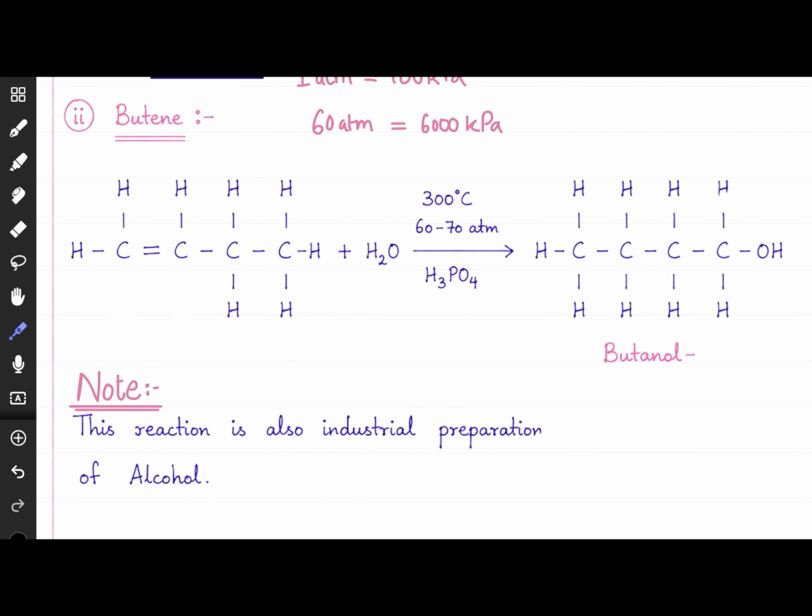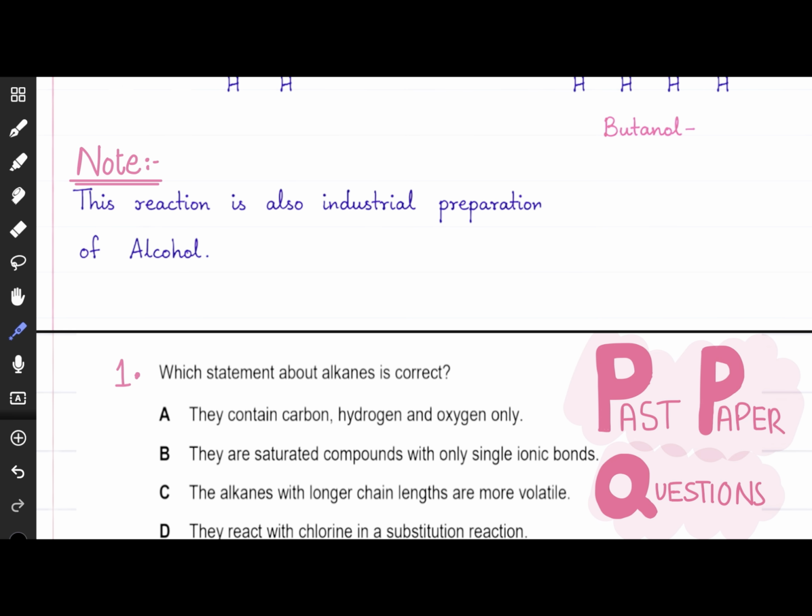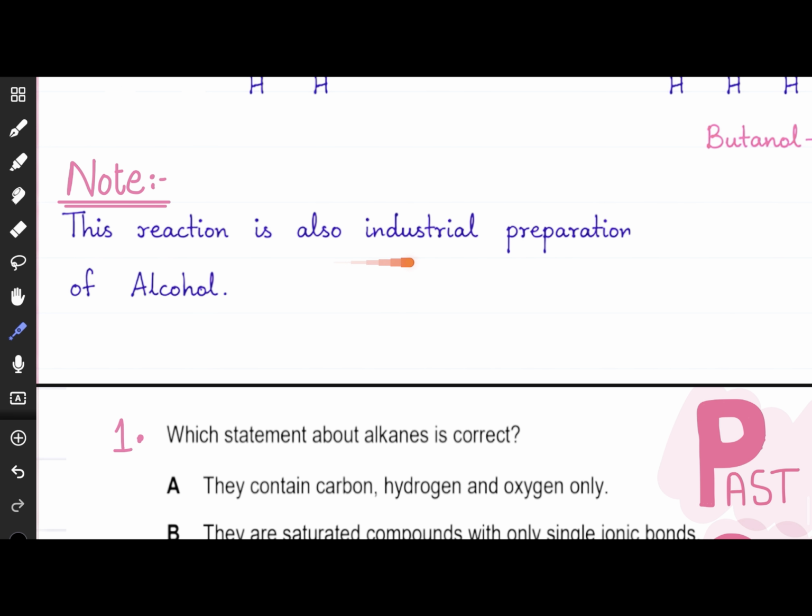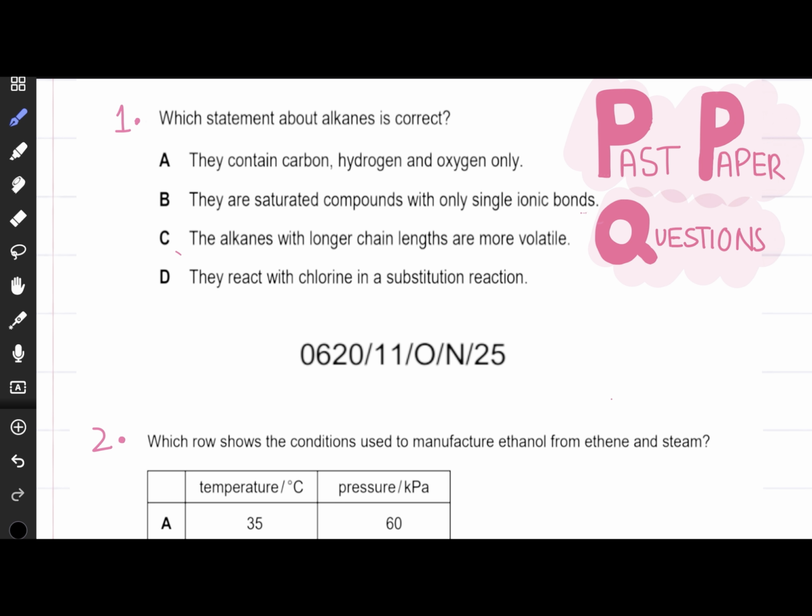The next example is of butene. When it reacts with water, it forms butanol. So another fact is that this reaction is also the industrial preparation of alcohol. Alright, so now let's test your understanding with some past paper MCQs. I've compiled these questions for you and I want you to master them alongside the syllabus.